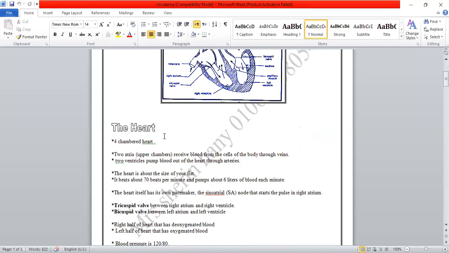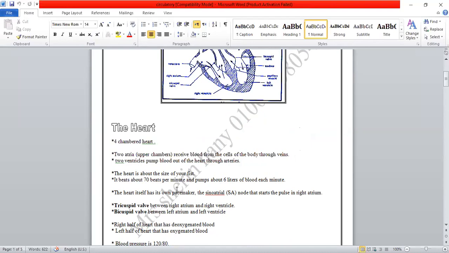So the heart is composed of four chambers. Two atria, which are the upper chambers, receive blood from all the body cells through veins, while two ventricles pump blood out of the heart through arteries. I want you to understand this. Leave this sentence now. I will discuss it while discussing the blood circulation.